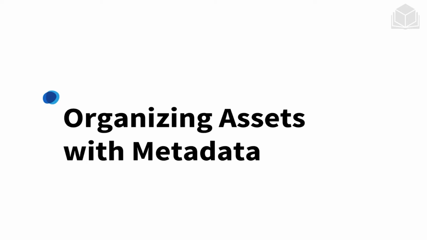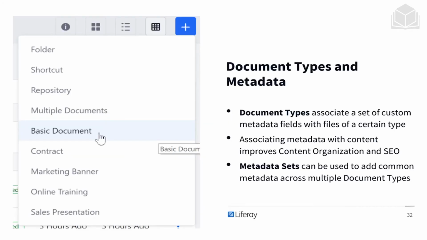Let's take a look at how to organize library assets with metadata. Document types associate a set of custom metadata fields with files of a certain type. This helps in improving content organization and SEO, or search engine optimization. Metadata sets can be used to add common metadata across multiple document types.